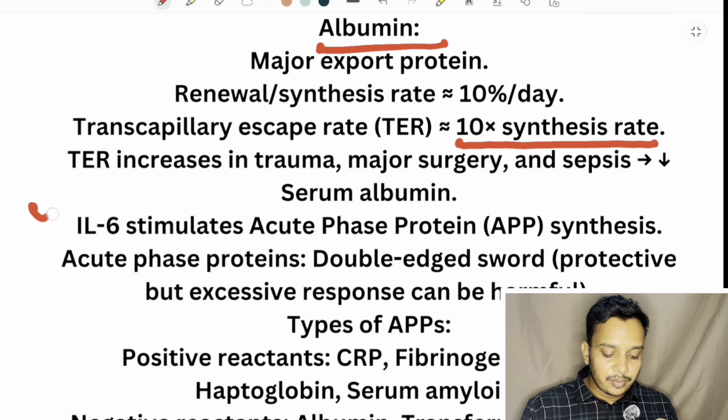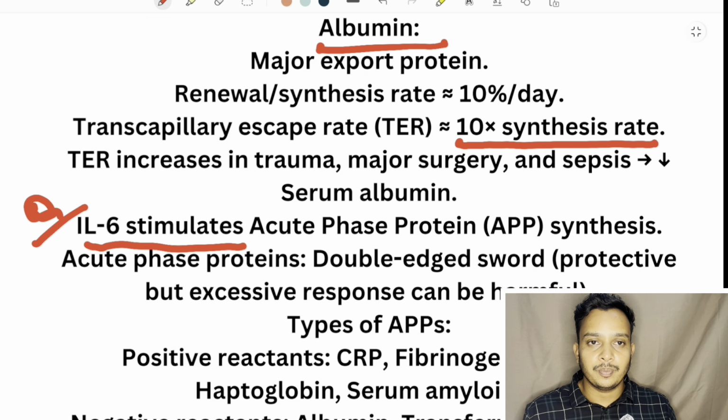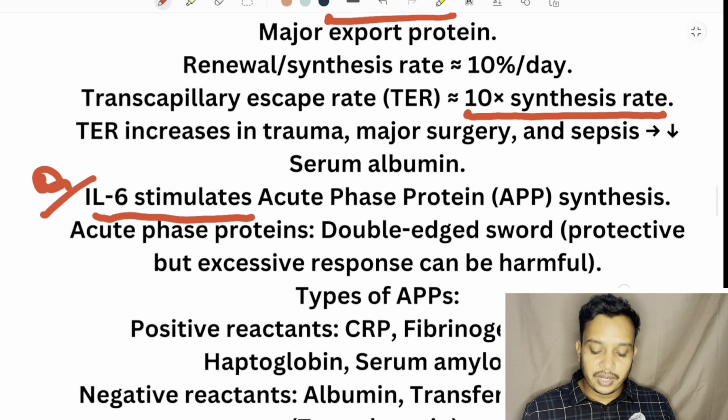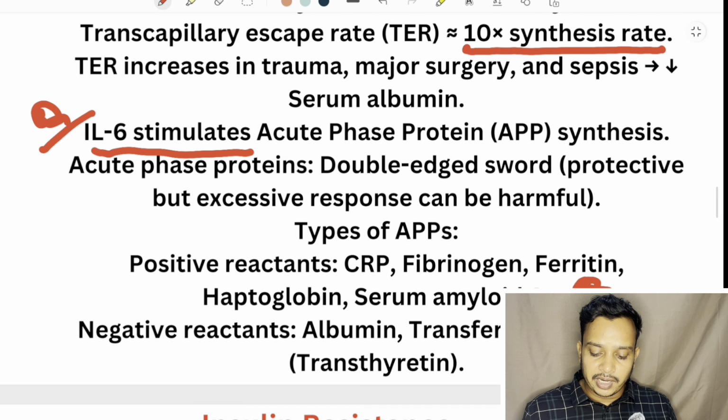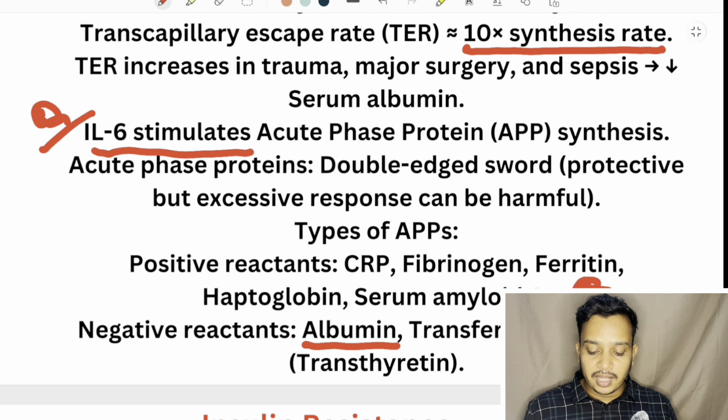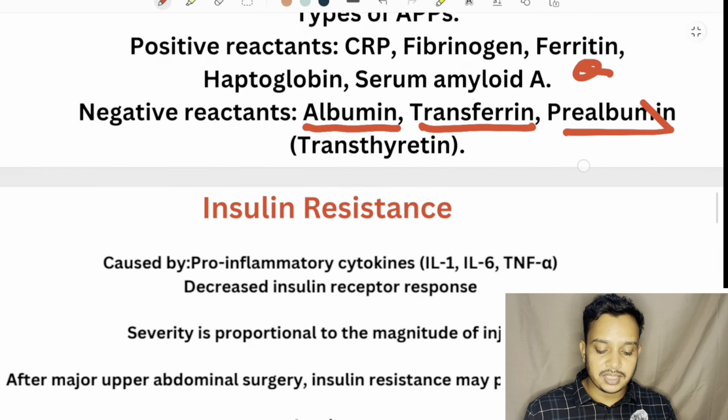Also, interleukin 6 is the stimulus for acute phase reactants produced from the liver. There are positive acute phase reactants such as C reactive protein, fibrinogen, ferritin, haptoglobin, and serum amyloid A, and there are negative acute phase reactants. This is a favorite question: which is a positive and which is a negative acute phase reactant. C reactive protein is a positive acute phase reactant, whereas albumin is a negative acute phase reactant. Other negative acute phase reactants are transferrin and prealbumin, also called transthyretin.